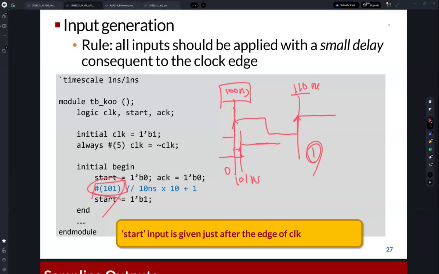So it should be applied with a small delay. In this example, the small delay is 1 nanosecond. Okay, so this is important. When we generate the input signals, the change of input signals is performed except at the rising edge of the clock signal. So the input is applied with a small delay consequent to the clock edge.